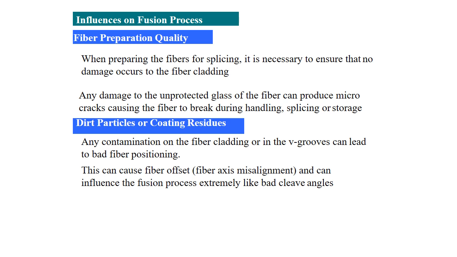The next one is dirt particles or coating residues. If there is any contamination on the fiber cladding or in the V-grooves, it can lead to bad fiber positioning. This can cause fiber offset and can influence the fusion process extremely, like bad cleaved angles.